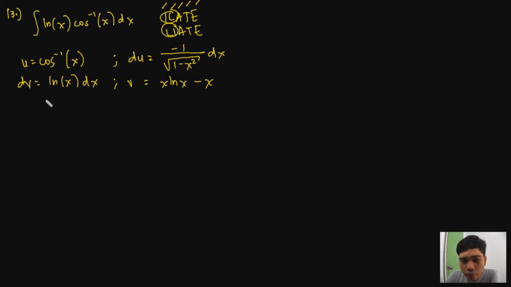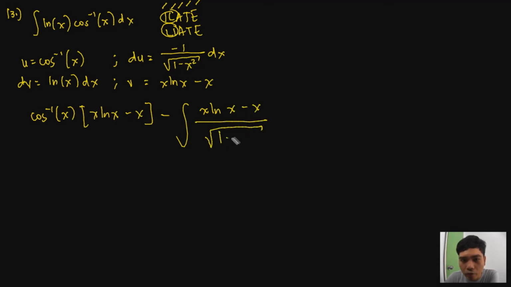Now from this expression, we could say that we have uv, so that is cosine inverse of x times x ln of x minus x. Okay, so that's the first term. Then minus the integral of v du. So that is the integral of x ln of x minus x square root of 1 minus x squared dx. Now the problem lies here. Paano ba natin ito ini-integrate itong mga gantong case? That's x ln of x minus x divided by square root of 1 minus x squared.